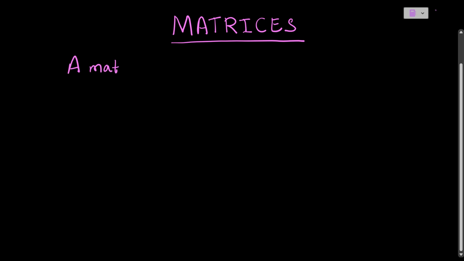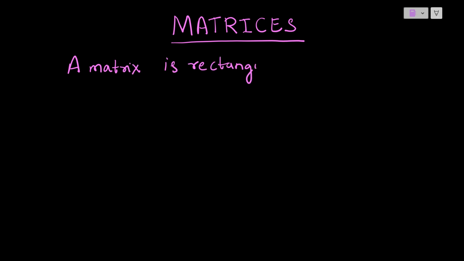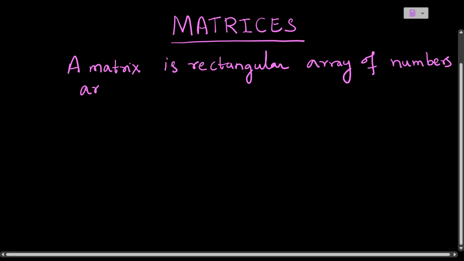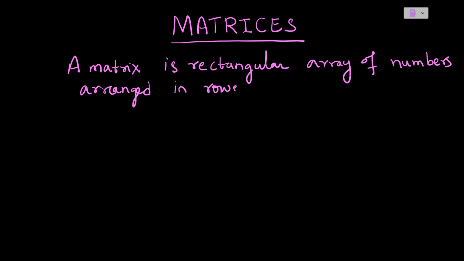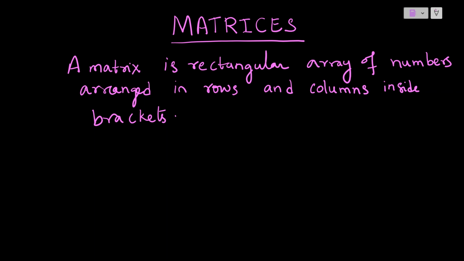A matrix is a rectangular array of numbers arranged in rows and columns inside brackets. Okay, so for example, I have a matrix A. So these are the brackets.